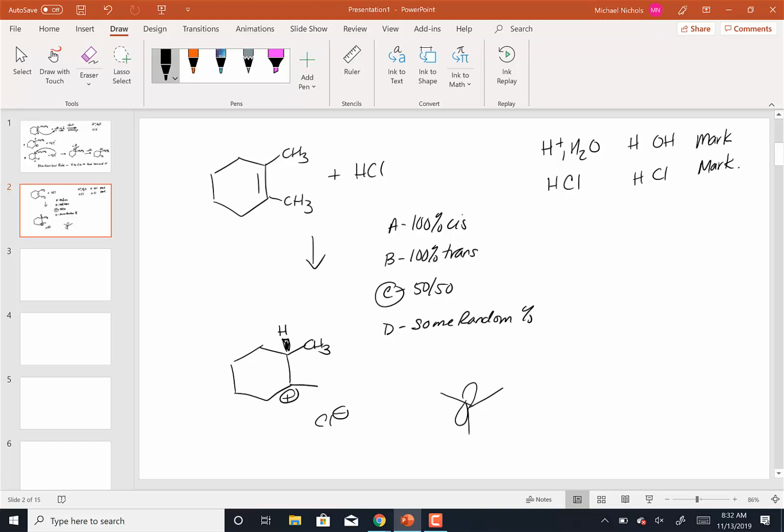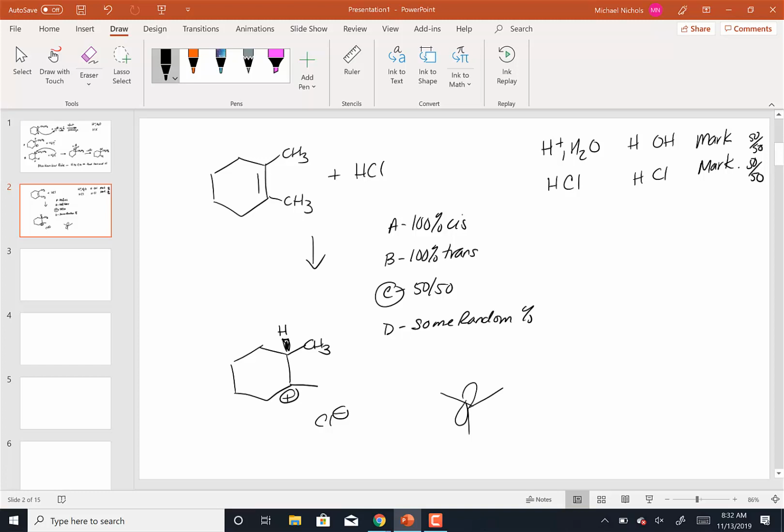So how does it add? 50-50. We're going to have a general rule that any of these mechanisms that go through a carbocation intermediate are always going to be 50-50. It's going to be a few reactions before we get to something that's not 50-50. It's also going to be a few mechanisms before we get to something that's not Markovnikov.